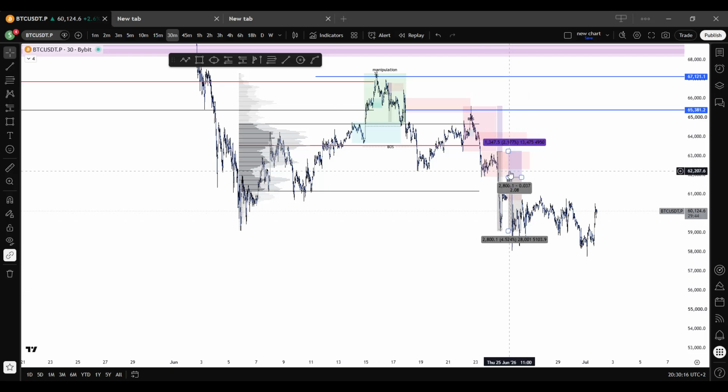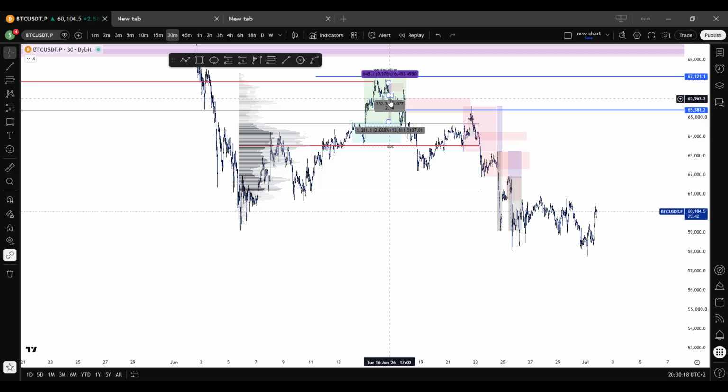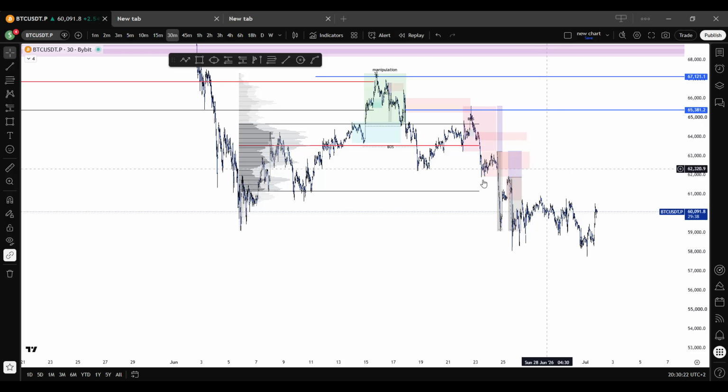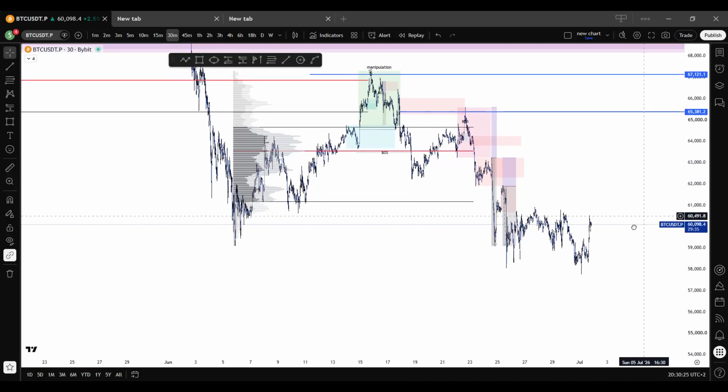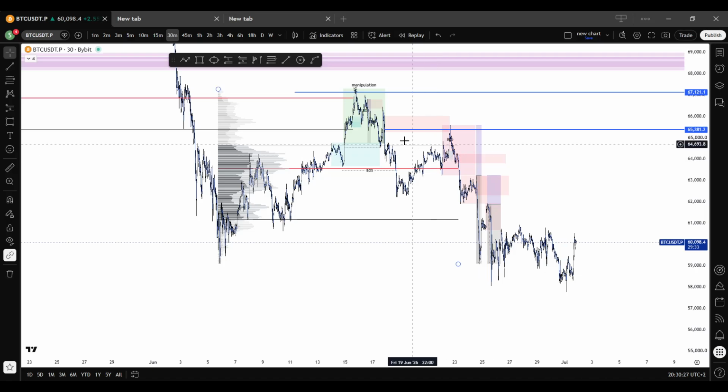So yeah, just from June 16th to now, you could have taken 1, 2, 3 really nice trades. Here you're trading with the trend. We're clearly trending down.